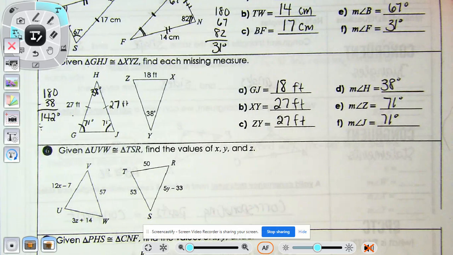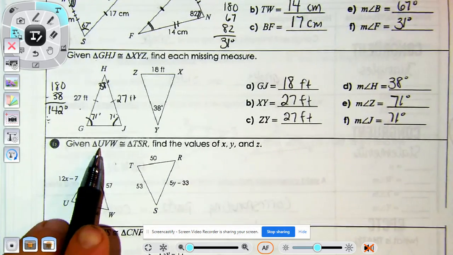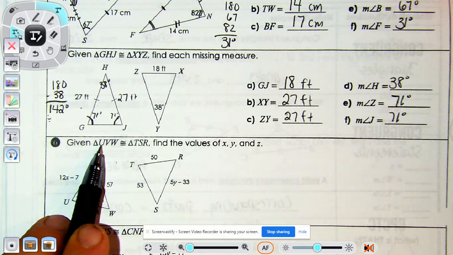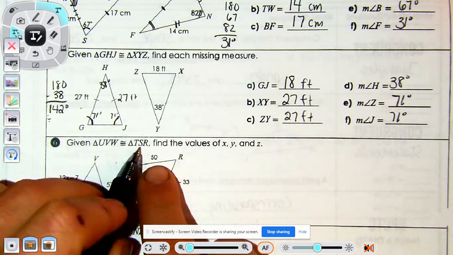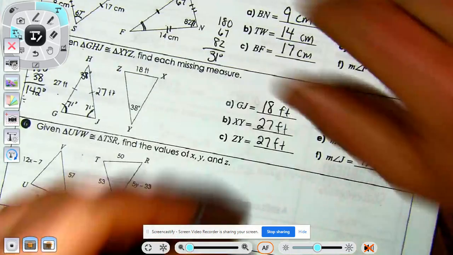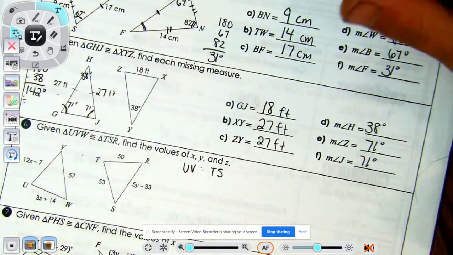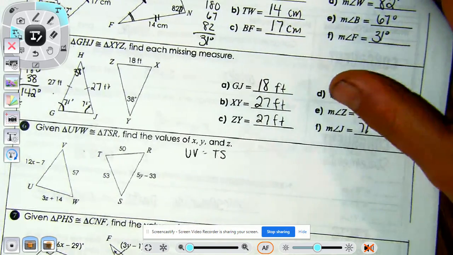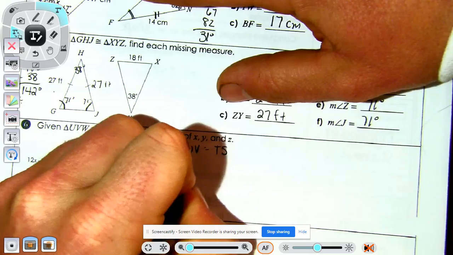So let's start with X. X right here was part of UV. So what segment is going to be congruent to UV? It's the first two listed, so TS. So I'm going to start here. UV is equal to TS. We would plug in what we know. UV is equal to 12x minus 7. TS is equal to 53.